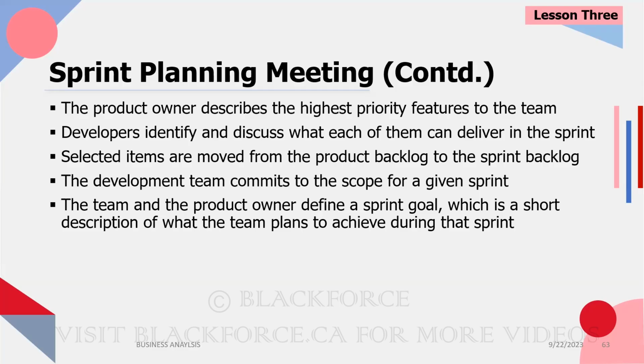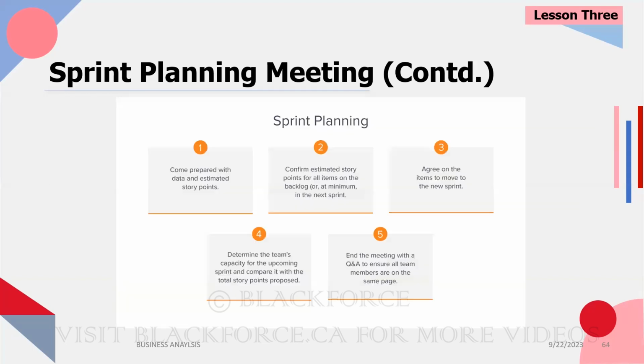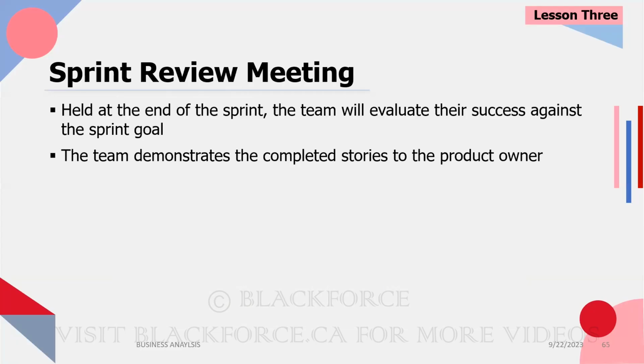Then once they've discussed and agreed, they will select user stories from the product backlog into the sprint backlog. The development team will then commit to the sprint. We all discussed and we all agreed and we're pulling these 5 user stories. Okay, we are committed to it. At that point, they define the sprint goal. Like I mentioned earlier, it's a short description of what the team plans to achieve during that sprint. So all of this happens during the sprint planning meeting. This is just a diagram you can look at later.